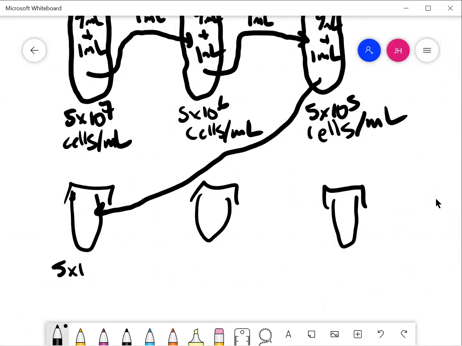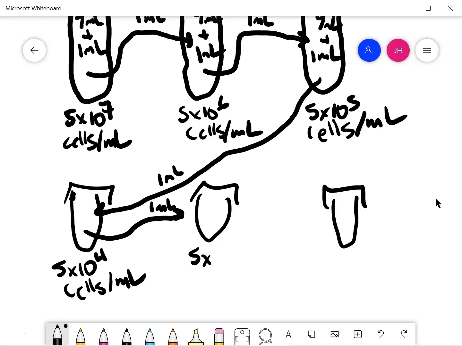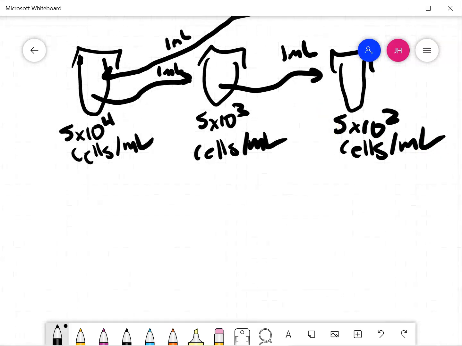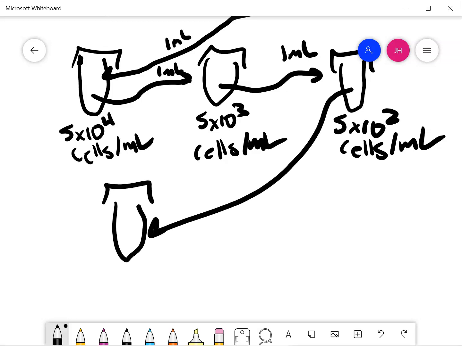To get 5 times 10 to the 4th cells per milliliter, and then put this one in there. Sorry, 1 milliliter in there, and now it's 5 times 10 to the 3rd cells per milliliter. This one goes in there. This one is 5 times 10 to the 2 cells per milliliter. And we do one more, because we aren't sure. And this is 5 times 10 to the 1 cells per milliliter.